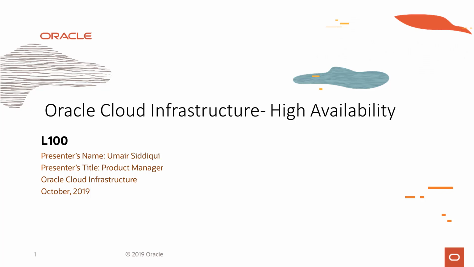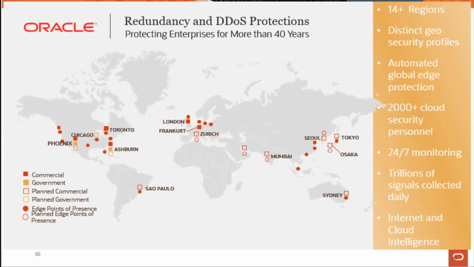Welcome to this lecture on high availability and Oracle Cloud Infrastructure. So here we can see the overall deployments of Oracle Cloud Infrastructure in different regions. There are 14 plus regions that are live with availability domains. There are government regions, there are edge point of presence.